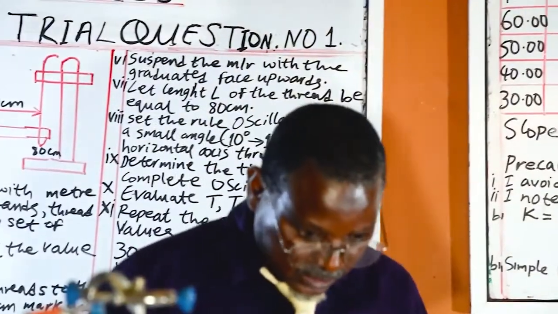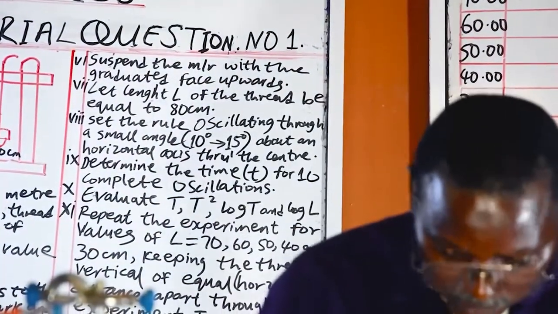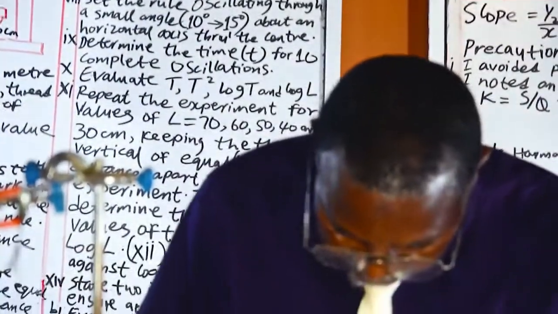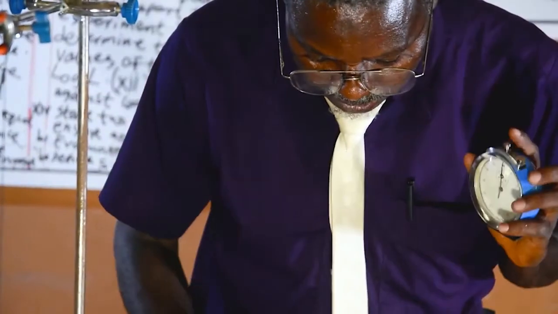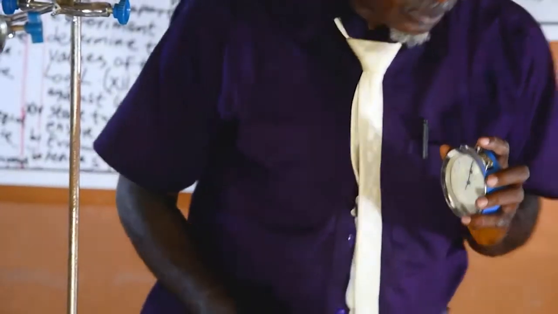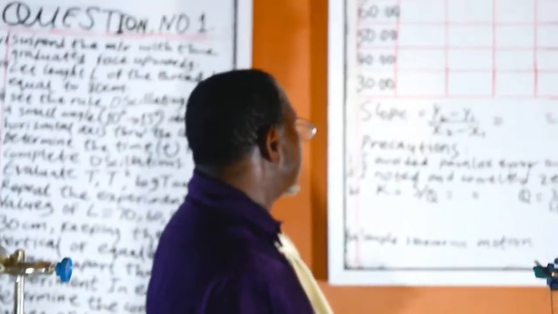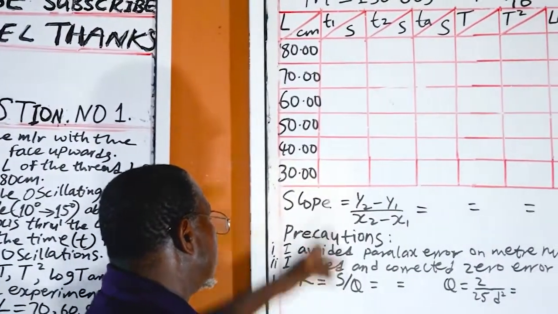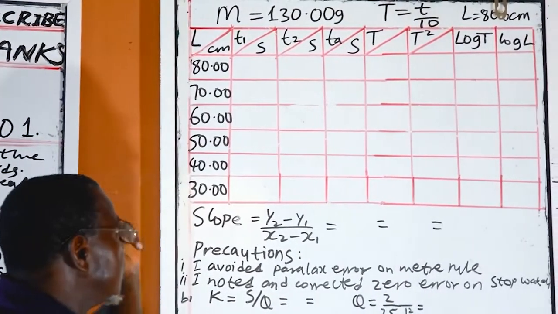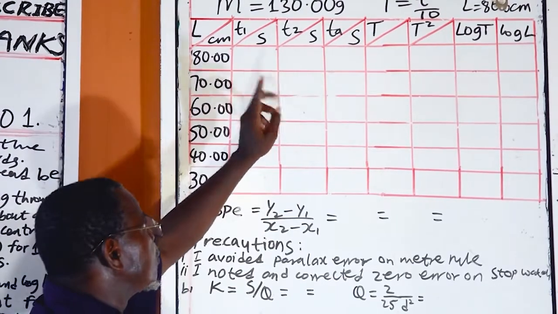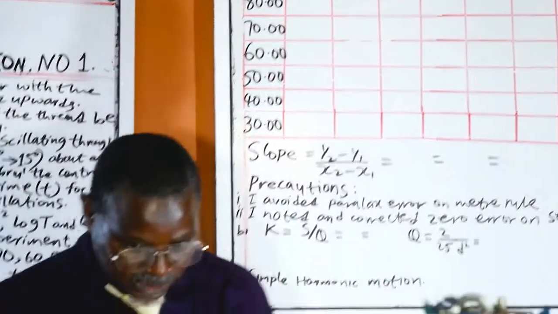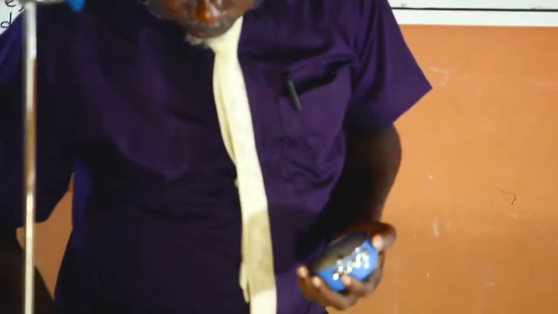Now we want to start. This length is 80 centimeter. This is the stopwatch. The first length is 80 centimeter. We are going to record it twice, T1, T2. Then we find the average later.